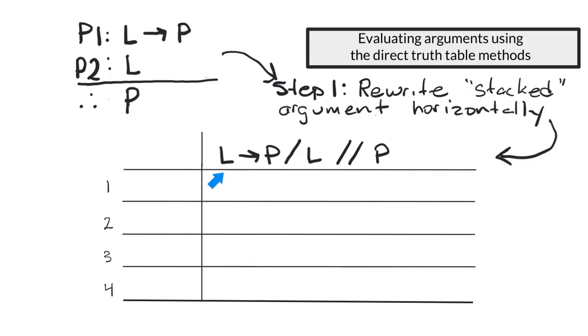Now, you count up the number of atomic sentences here. You've only got two, even though you've got a compound premise and two atomic sentences. So you've really only got two atomic sentences, and you're going to place those over here on the left-hand side. So whatever ones you have in an argument, you're going to put them on the left side. So we've got L and we've got P.